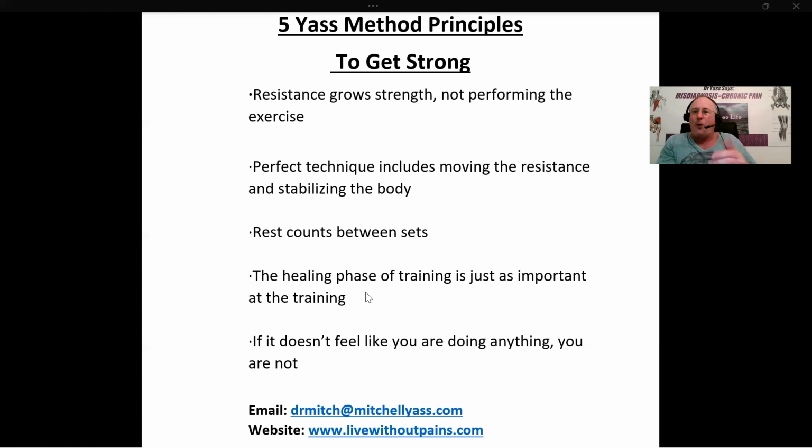Again, if you're following all these principles, if you're using good resistance, if you're using good technique in stabilizing the stabilized side of the muscle, if you're taking plenty of rest in between your sets and you're making sure that gives you all your muscle mass available, that's how you push the most amount of resistance. So that's the next phase: you've got to give it the healing time.